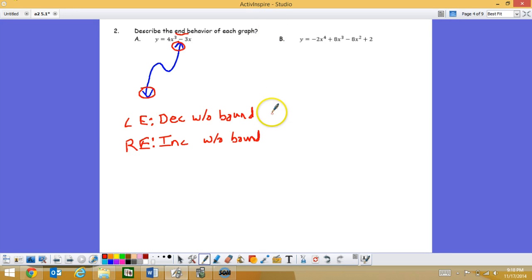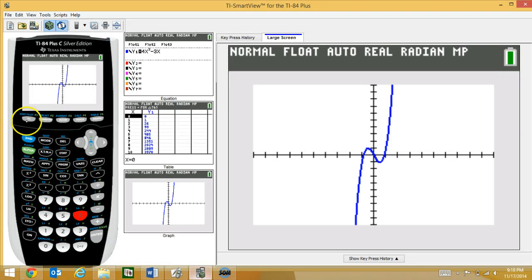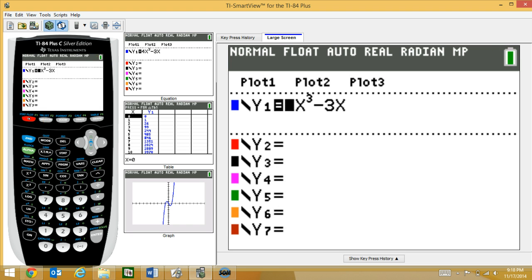Now, next we're going to look at the graph of B. And eventually what I want you to be able to do is tell me what's happening to the ends of these graphs without the use of your calculator. So when we go back to the calculator for the second one, we go back to y equals, and we'll clear out that first one, and then we'll enter that second one.